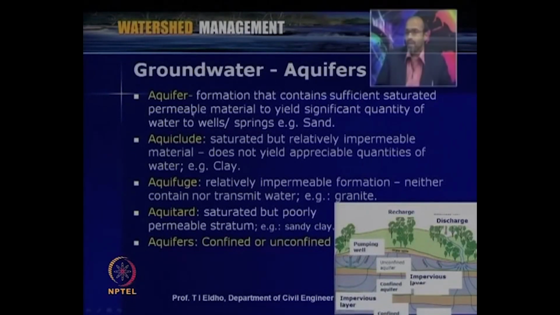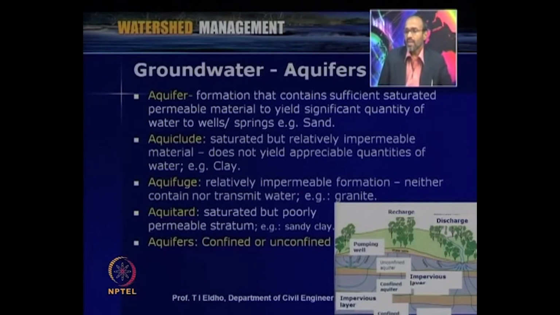So, this is the definition of aquifer. Say, for example, a sand formation where a significant amount of water is held within the soil and that can be drained, say, by using wells or it comes through springs. So, that is the so-called aquifer.